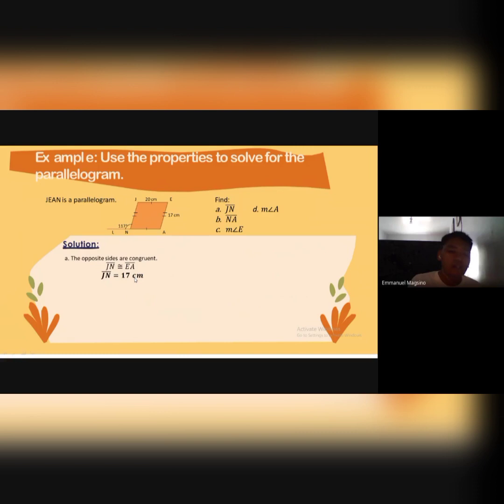Okay? Next, letter B, the opposite sides are congruent. So, for line segment NA is congruent to line segment JE. Since the measure of line segment JE is 20 centimeters, we can say that the line segment NA is also equal to 20 centimeters. So, ganun lang po siya kadali.